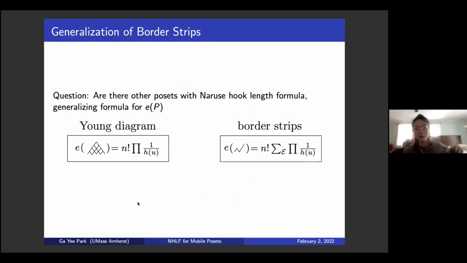All right. So here's the question. We have this Young diagram, which has a very nice product formula, because posets coming from Young diagrams are basically equivalent to counting the number of standard Young tableaux of the Young diagram, which is given by the hook length formula. And we have border strips, which is given by a Naruse formula. Is there any way to combine them together to make a more generalized poset, so that we can have a better formula to count those generalized posets?